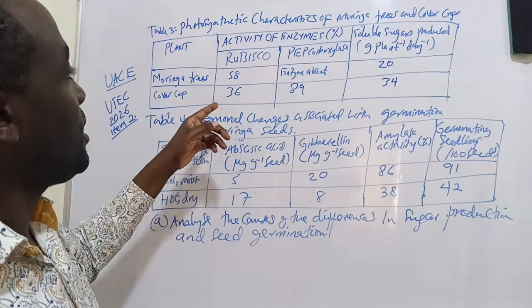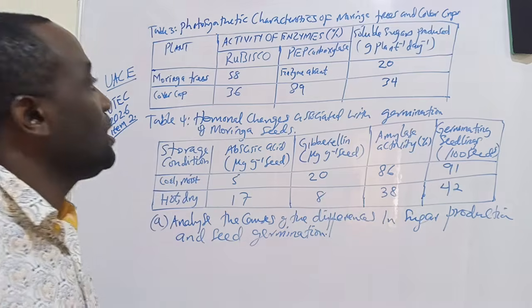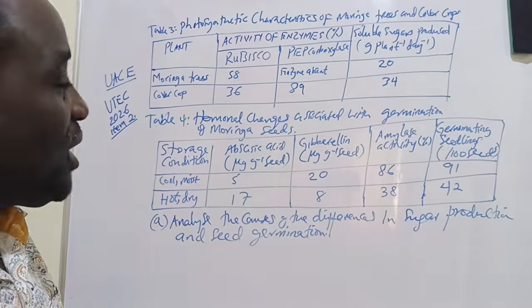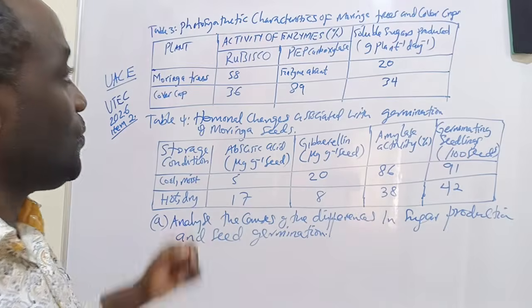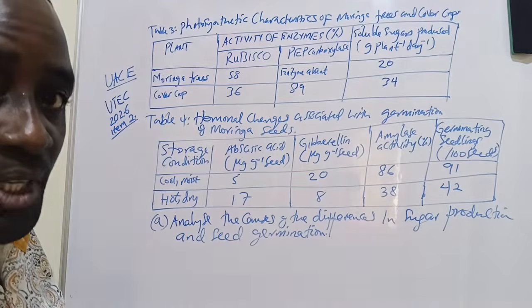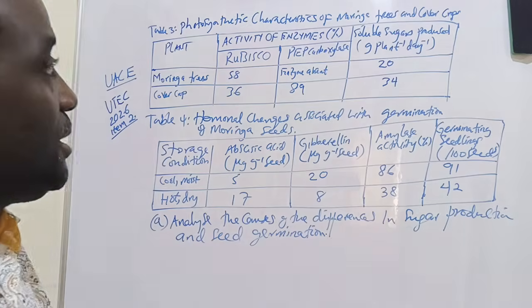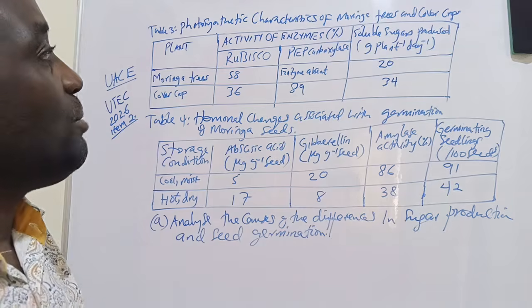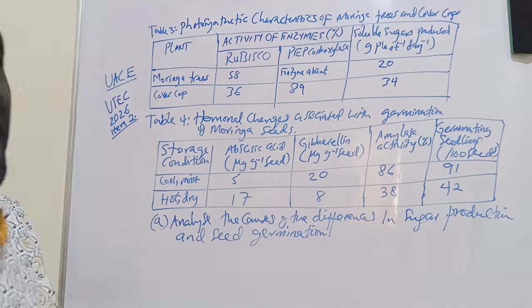Moringa trees, rubisco activity was 58%. However, the enzyme PEP carboxylase was absent. Whenever a student of Form 6 or Form 5 hears that, what does it mean? If PEP carboxylase is absent in the moringa, what does it mean? Answer me. It means moringa is a C3 plant. Now, soluble sugars produced by the moringa were 20 grams per plant per day.